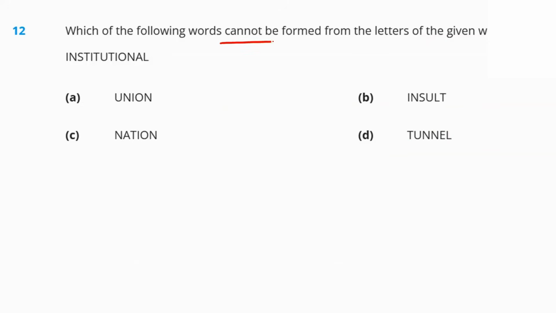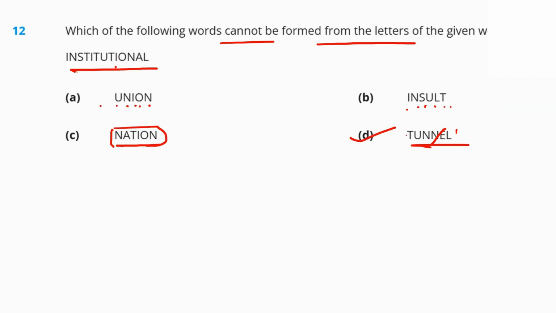Next question: which of the following words can you not form from the letters of the given word institutional? Look for any option having an alphabet which is not present in the word institutional. U present, N yes, I yes, O yes, N yes. So you can make union. Next, I, N, S, U, L, T. All the alphabets are present. Nation also, all the alphabets are present. Tunnel: the alphabet E is missing in the word institutional. So you cannot make tunnel. So tunnel is the answer.